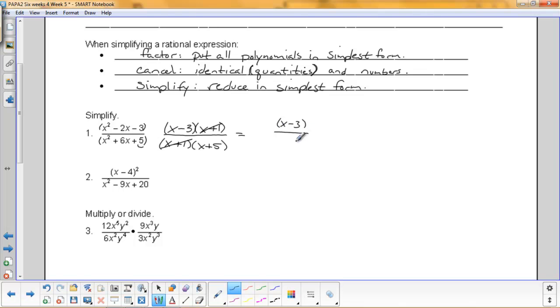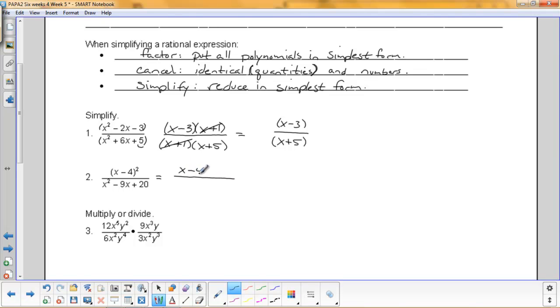X minus 3 is a quantity. X plus 5 is a quantity. That means I cannot cancel the x's just because they are the same value. Be very careful about that. Don't make up math.